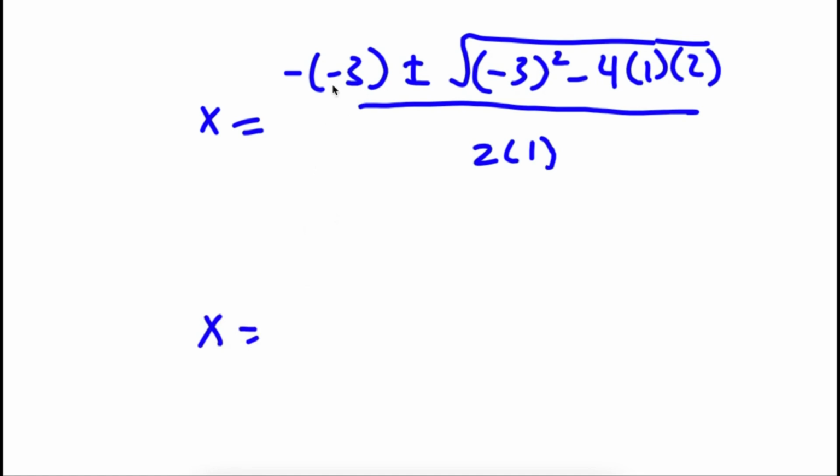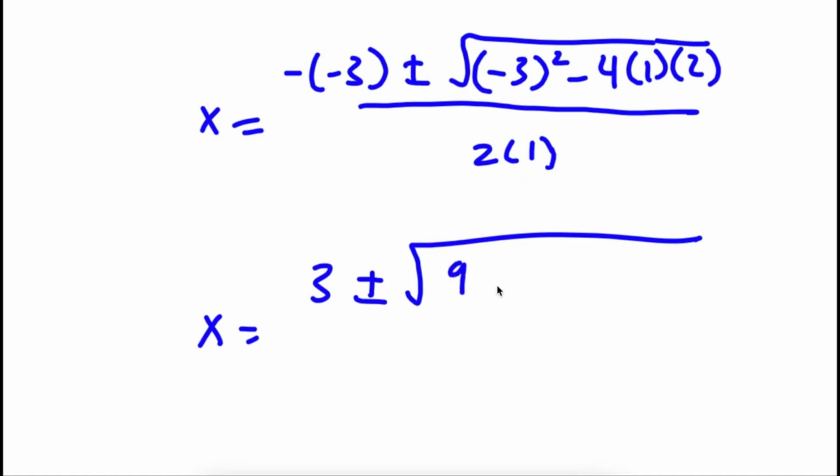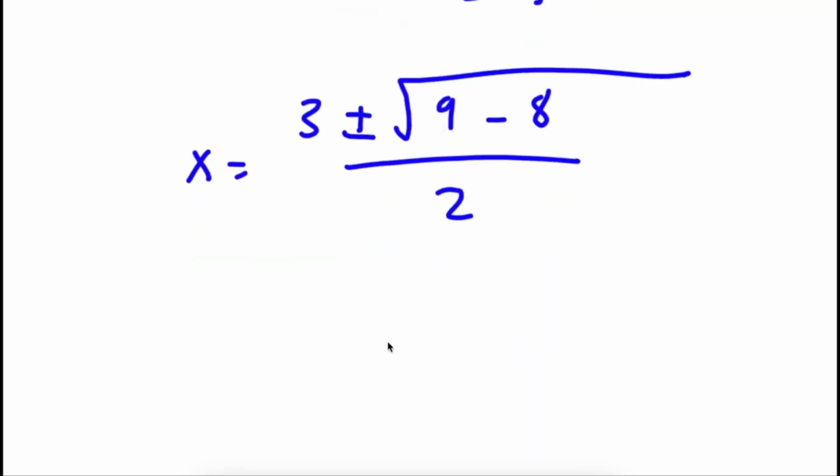Now to simplify, negative of negative is positive, so negative 3 is positive 3, plus or minus the square root of negative 3 squared. Negative times negative is positive, so negative 3 times negative 3 is positive 9, minus 4 times 1 times 2, which is 8. Now I have this all over 2 times 1, which is 2.